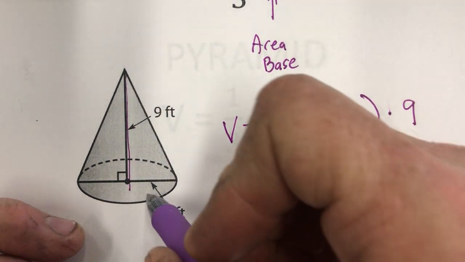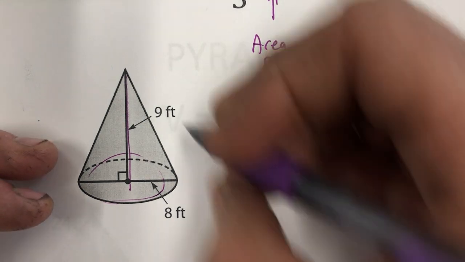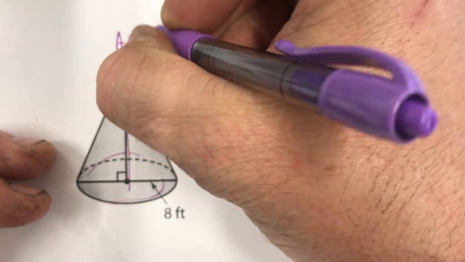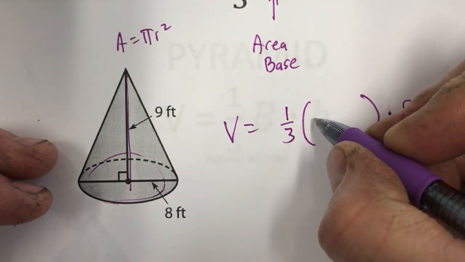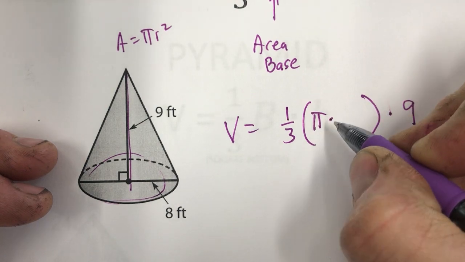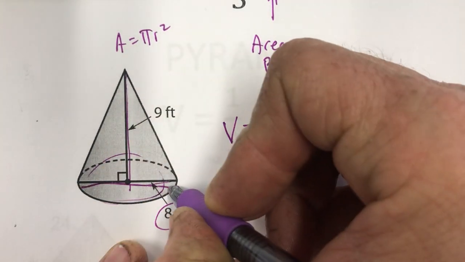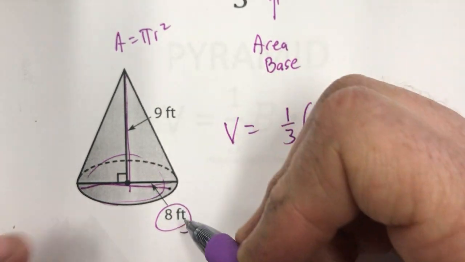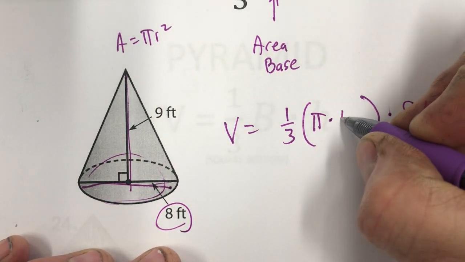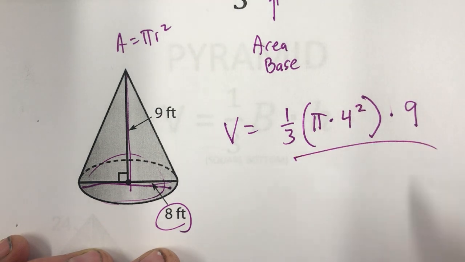But the area of the base, this base is a circle. So we got to remember now, area of a circle is pi r squared. So this is going to be pi times r, which is my radius here. Now look, this is 8 all the way across, which means I would divide it by 2, which means that would be 4 squared. And so there's what I would type in.